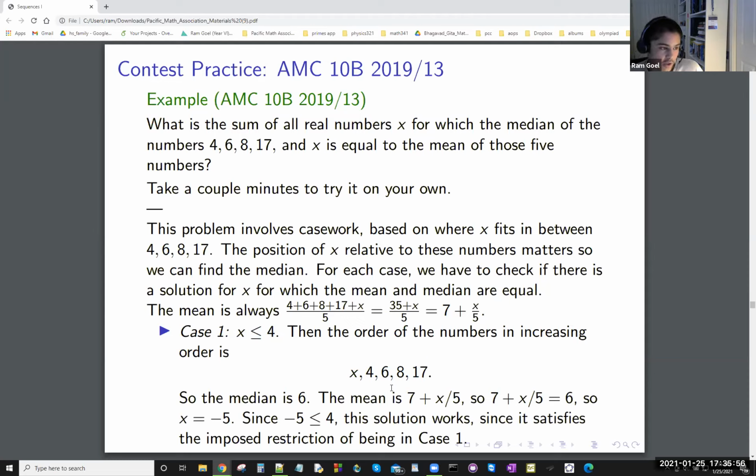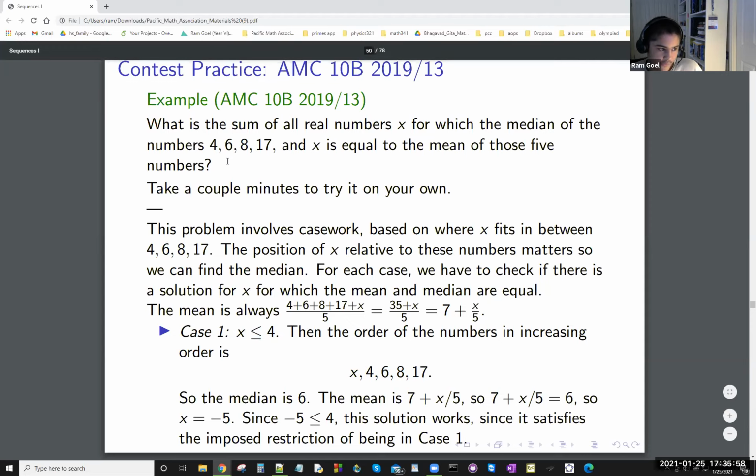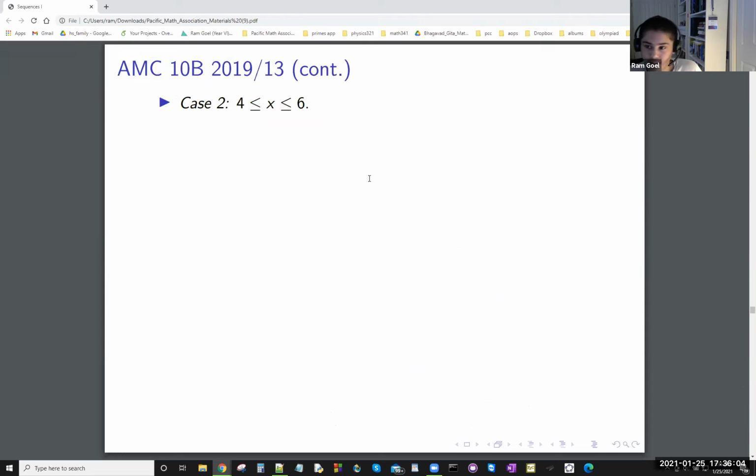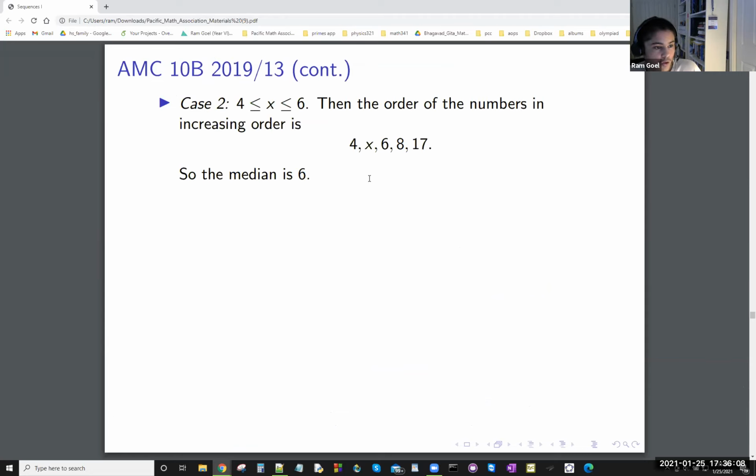Now let's continue on. So that was x less than or equal to 4. Now there's between 4 and 6. So case 2, x is between 4 and 6, again inclusive, so you can have the endpoints. Then the order of the numbers, now x shifts up 1. It's 4, x, 6, 8, 17, because x is in between. So the median is 6.